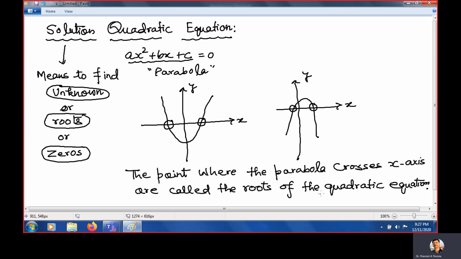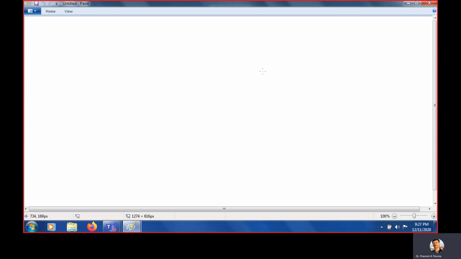So what we are going to find here, basically it is the solution of a quadratic equation. So we are going to find these points. These points mean the points where the curve is crossing the x-axis, where the parabola is intersecting the x-axis, and these are the 2 points, this one and this one. Now the question comes, how to find the solution?